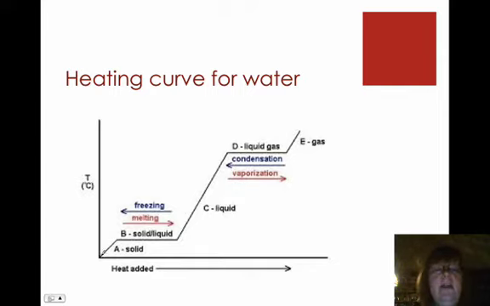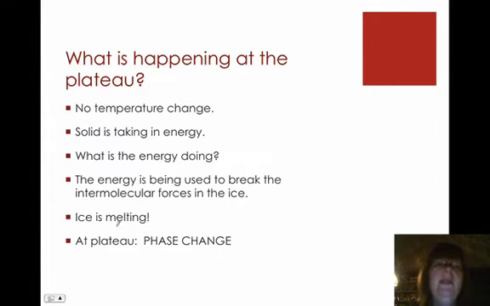As you can see, we're going to start down here, and this would be below zero, so it would be ice. And we start adding heat, and as we add heat, as you would expect, the temperature goes up. But then it stops and it plateaus, it flattens out right here, it forms this plateau. So, what's happening at the plateau? There's no temperature change, that's why it's flat.